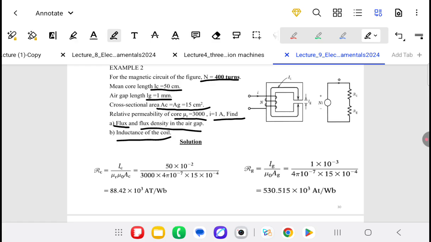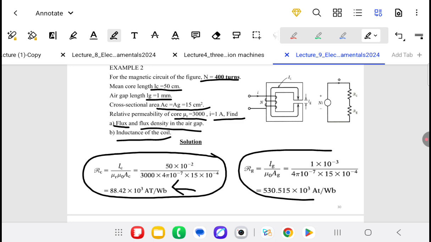First, we will calculate the reluctance of each part. Reluctance of the core equals L core divided by mu naught times mu r times area of core. All are given. We now can calculate R core, which is equal to 88.42 times 10 power 3 ampere turns per Weber.